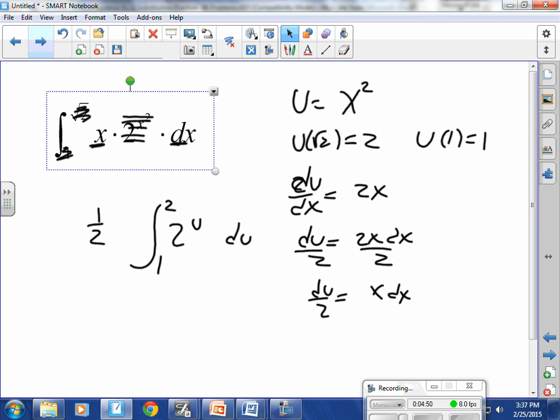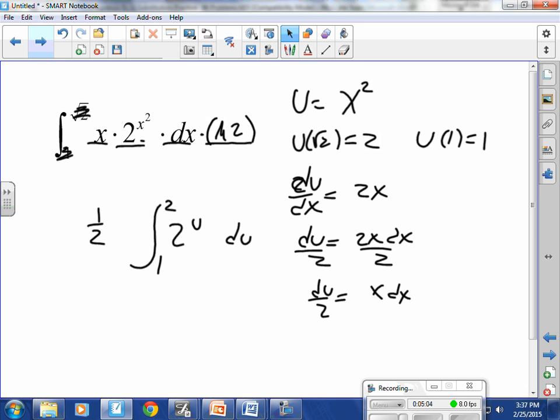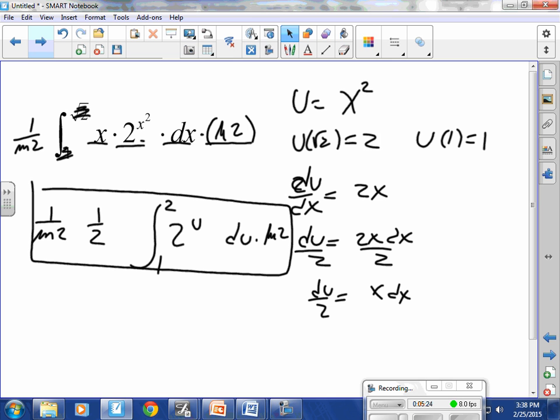Now the problem is I'm missing something. When I see this problem, what I really wish is that there had also been an ln 2 in here, because then I've got my a to the u, here's part of the u prime, and here's that ln a. Well, since this is a constant multiple, I can put it there as long as I put a 1 over ln 2 up here. So I put the ln 2 on the inside of the integral and 1 over ln 2 on the outside.